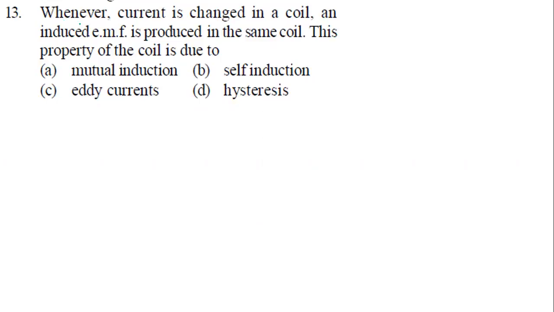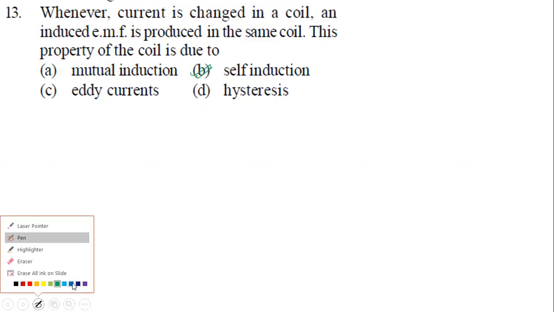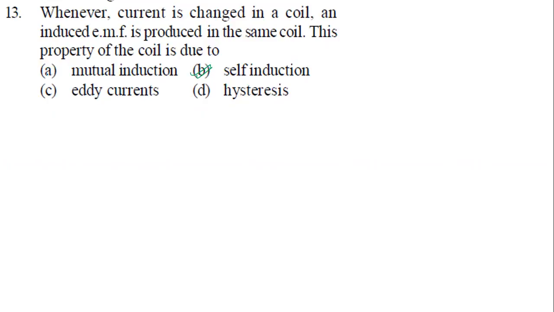Question number 13. Whenever current is changed in a coil, the induced EMF is produced in the same coil. What do we call this property? Whenever there is a change in current that gives us an EMF in the same coil, we call it self-inductance. Then what is mutual inductance? A change in flux in one coil will give us an EMF in another coil.